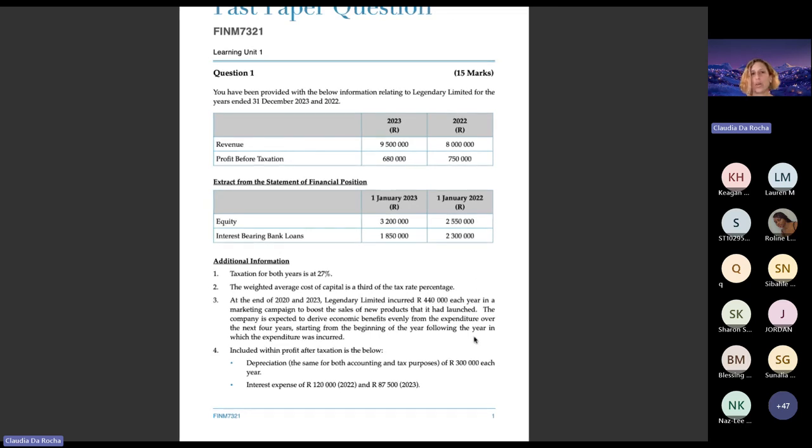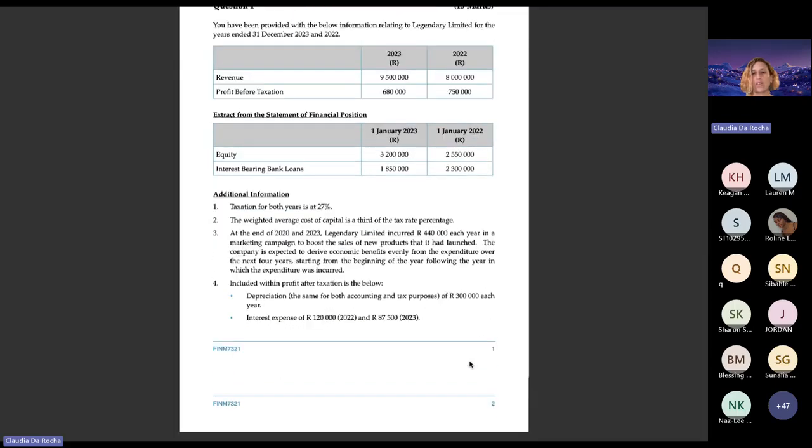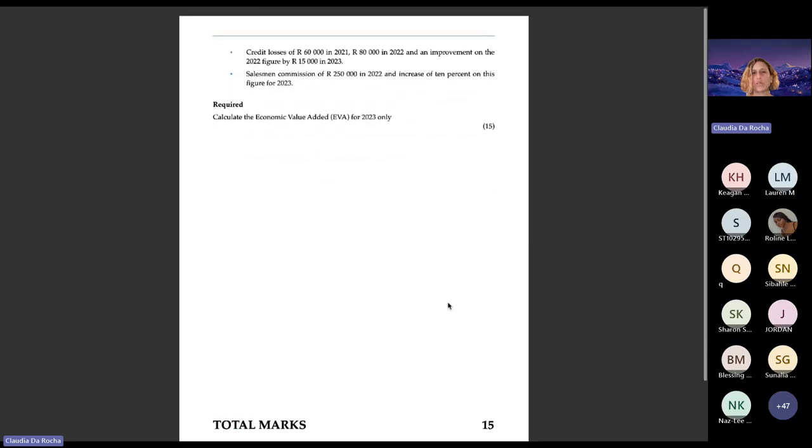Obviously, because I'm doing it together with you, it will be a bit quicker. The next thing we do is always look at the required. They say here, calculate the economic value added for 2023 only. So they're telling you exactly what to do. It's not complicated. Most questions will say calculate the EVA. One other way they could ask is to comment on the increased value of the company. I haven't really seen that before, but it's normally calculate the economic value added, or EVA.